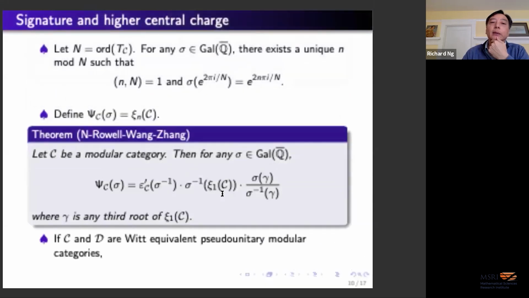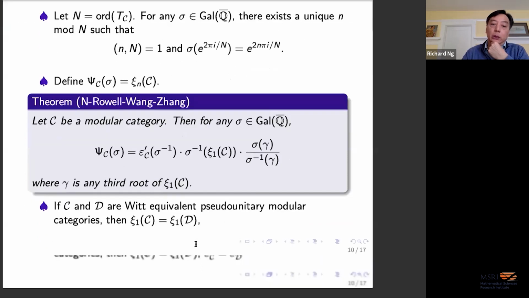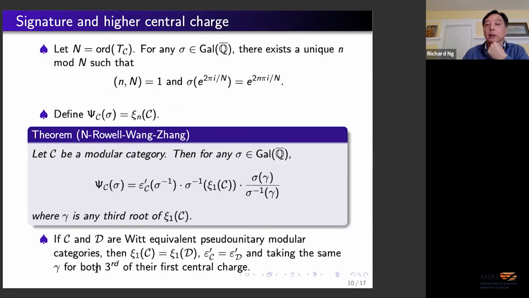So then you can see that if both C and D are Witt equivalent pseudo-unitary modular categories, then the first central charge will be the same. It's proved in another paper with Müger and DNO, or DMNO. And because they are Witt equivalent, their global dimension signature is the same. So one can take the same third root gamma for both categories, because they have the same first central charge.